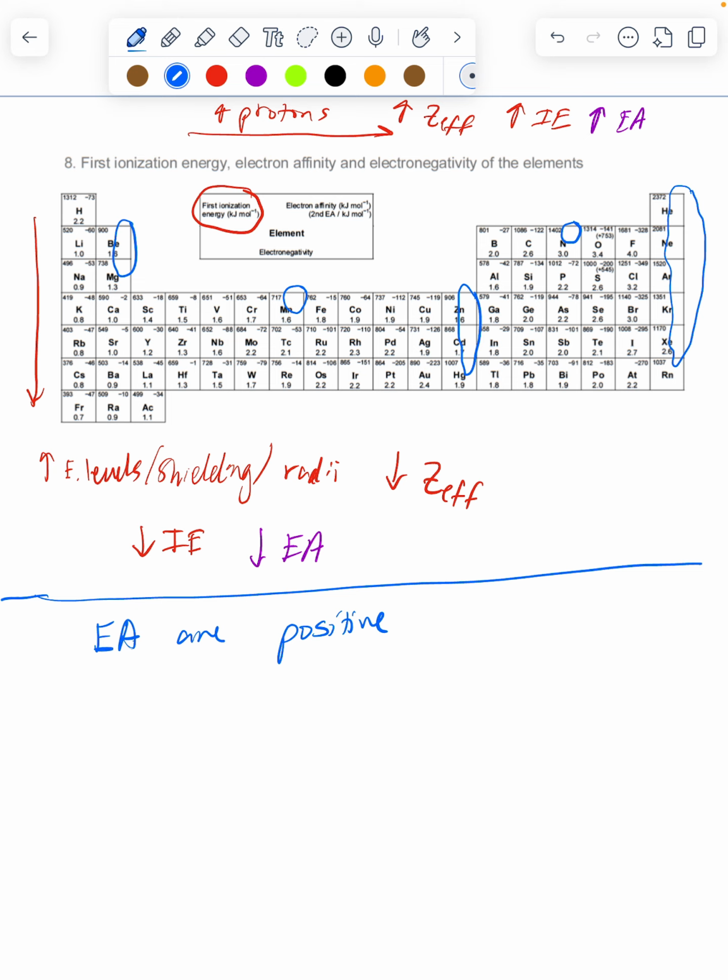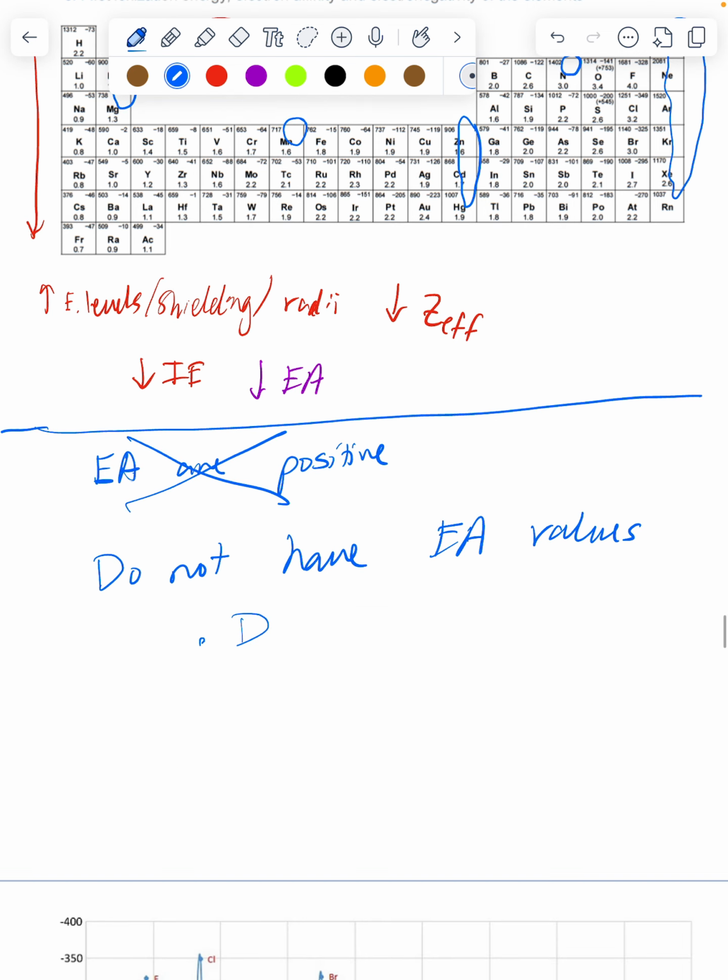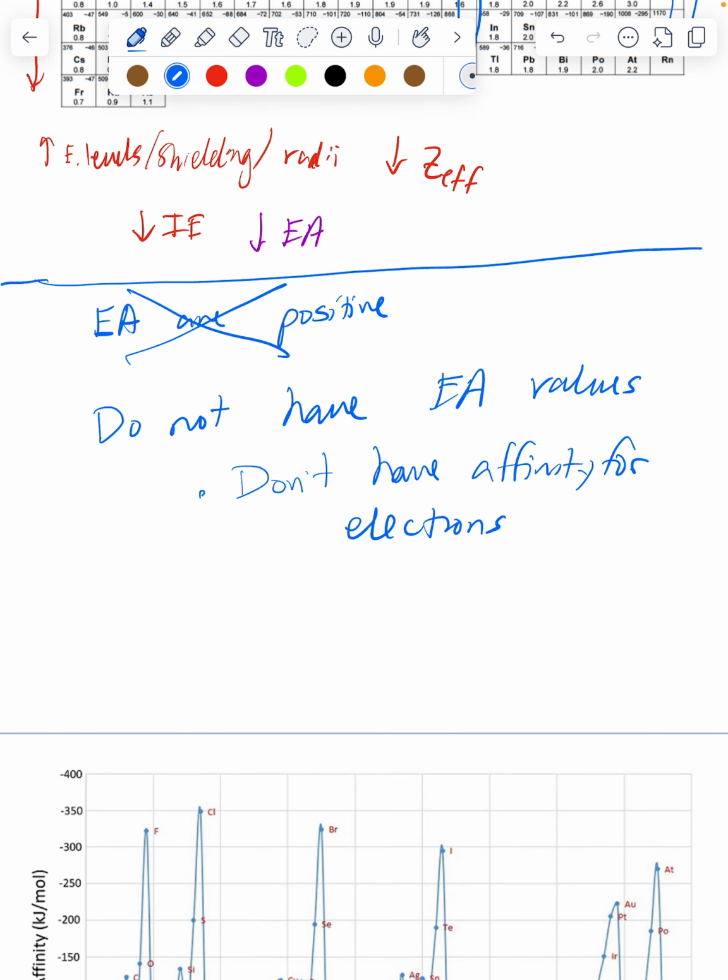And I think the IB has chosen to just leave those values off the table because that gets a little bit confusing. So we don't even really have to worry about the fact that they're positive. They do not have EA values. So in other words, they don't have affinity for electrons. So why wouldn't these elements gain electrons, or why, when they do gain electrons, why don't they release energy like the other elements? Well, the reason is their configurations.